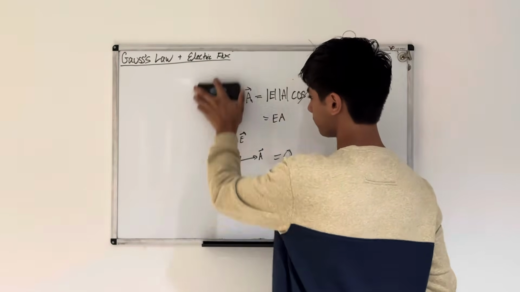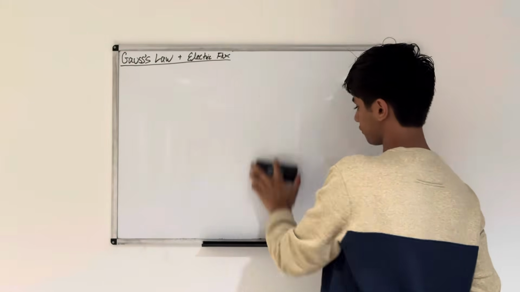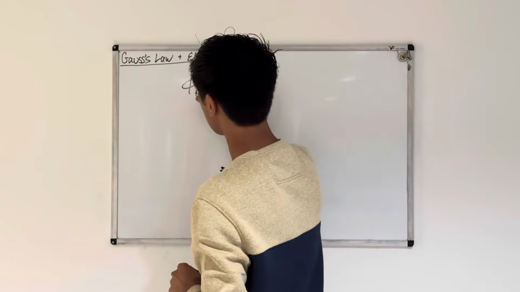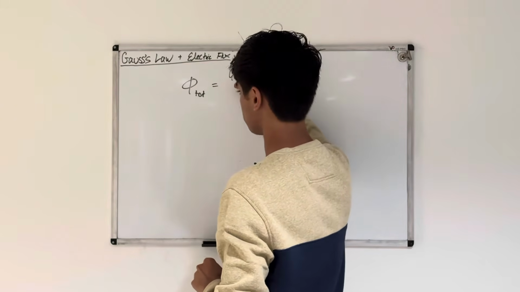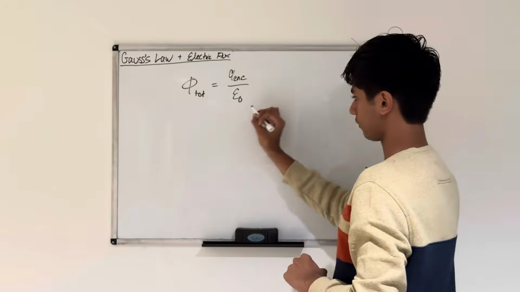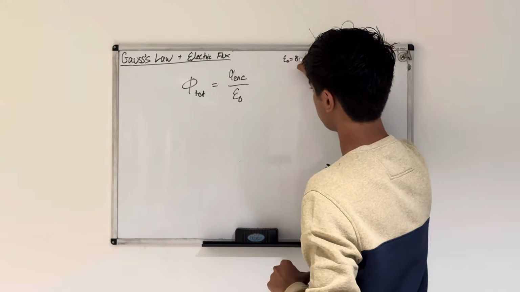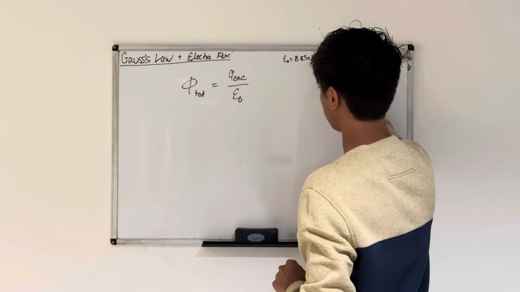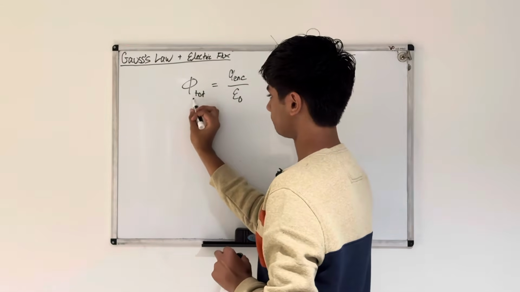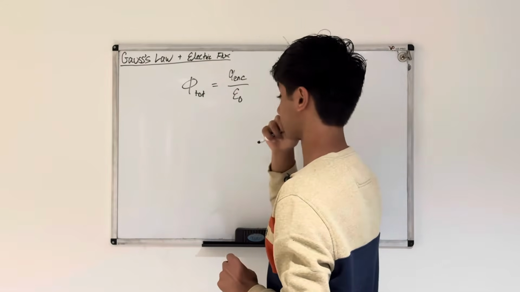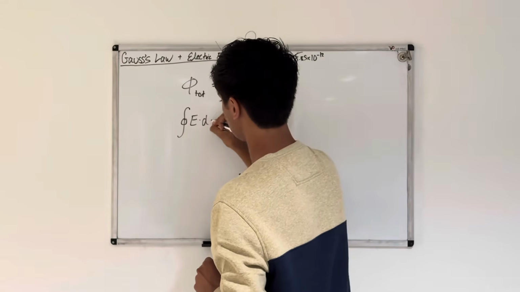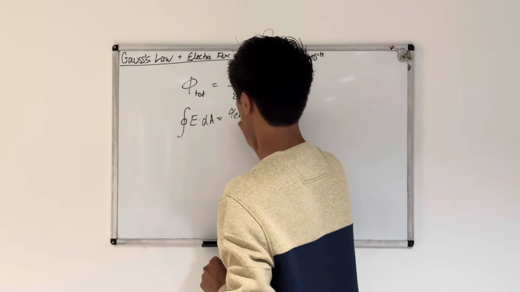Now we can get into Gauss's law. Gauss's law states that the total electric flux going through an object is equal to the total charge that's enclosed by the surface over the permittivity of free space, or epsilon naught. Epsilon naught is equal to 8.85 times 10 to the negative 12, and that's just a constant. The way we write the left-hand side, the electric flux, is as the closed integral of E dot dA. That equals Q enclosed over epsilon naught.